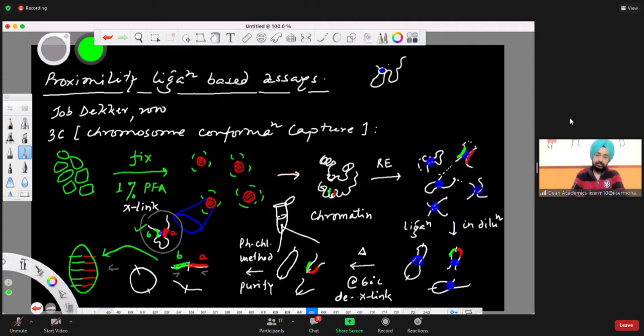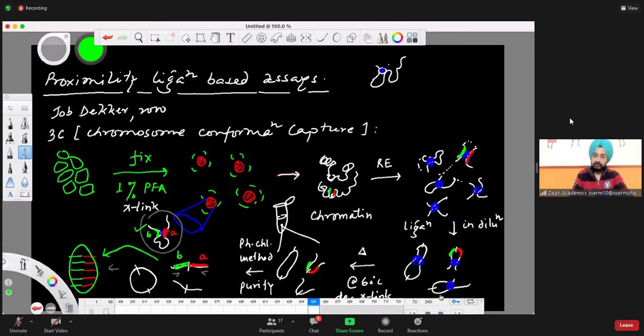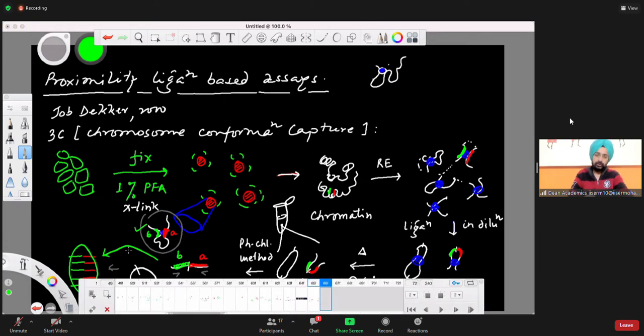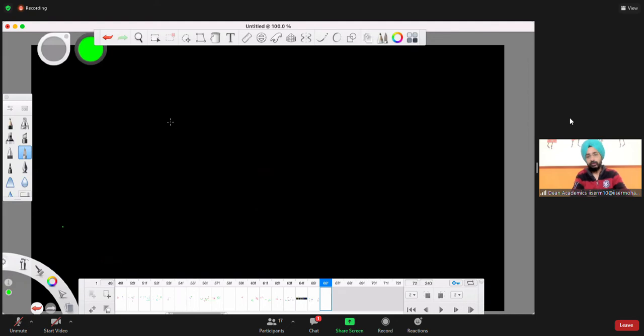So what you could do is the following thing. What could be your ideal control? Your ideal control could be the known interacting partner in literature. Okay, that's your positive control, and a known negative interacting partner, which is known not to interact. That's one way of doing it. In the beginning days, people were doing this. But one of the easiest, most straightforward or convincing ways to do the same thing is the following.